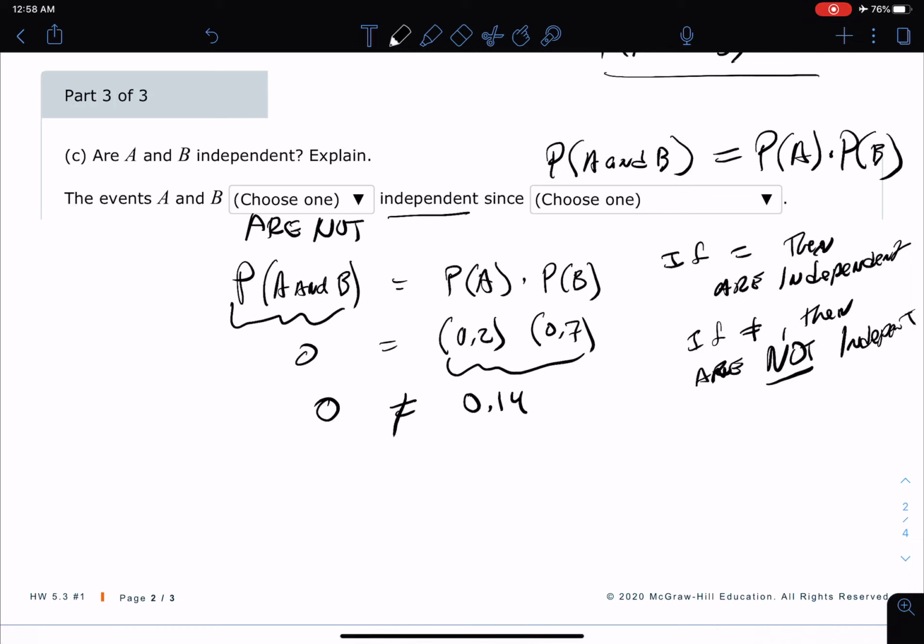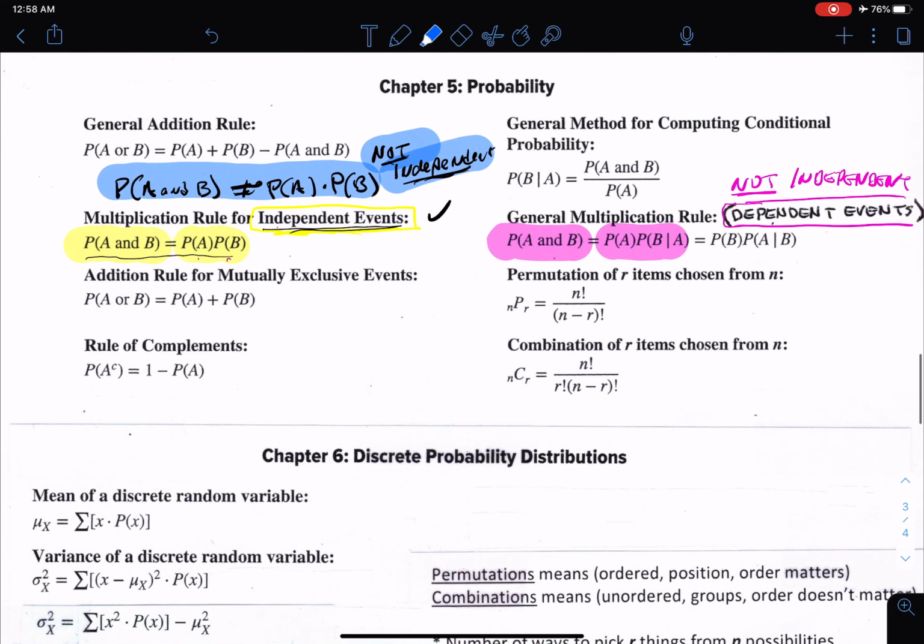And remember where we got this from. We got that from going to our formula sheet right here. And it turns out, there it is right there, right? If the probability of A and B is equal to the probability of A times B, if they're equal, then they must be independent events. But if they're not equal, as we have right here in this blue, then they're not independent events. And that's probably the easiest way to do that.